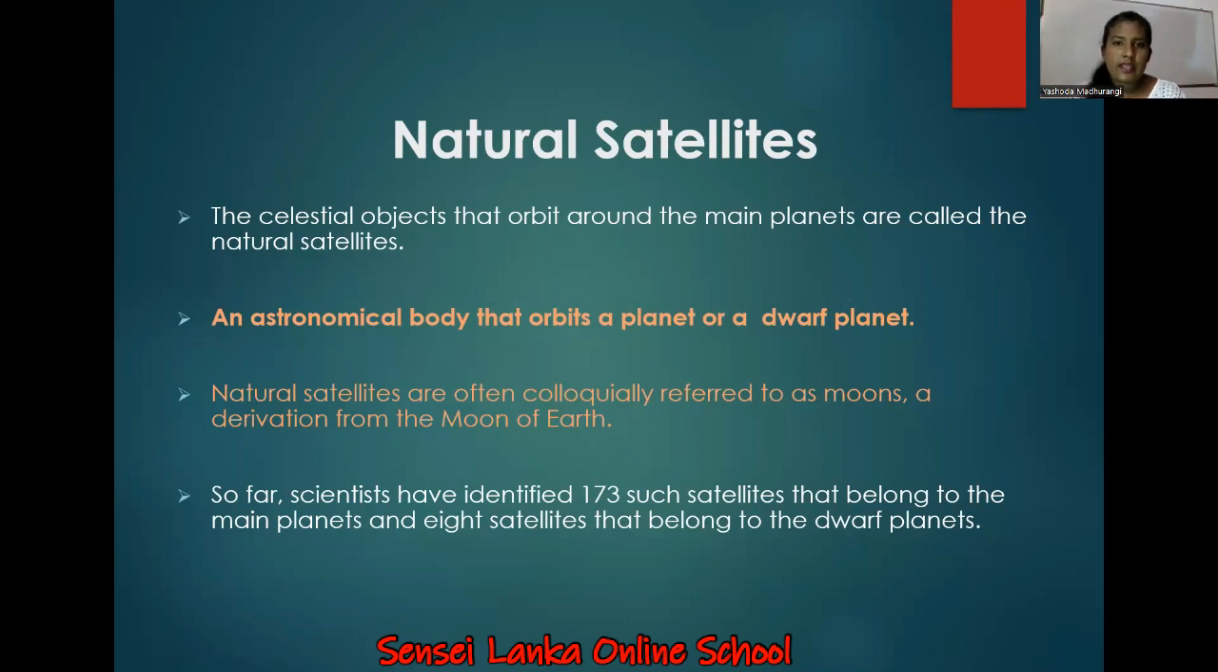So look at my screen, all of you. You can read these definitions with me, then you can understand. Natural satellites. The celestial objects that orbit around the main planets are called the natural satellites. So what are the natural satellites? Tell me once again. The celestial objects that orbit around the main planets are called the natural satellites.